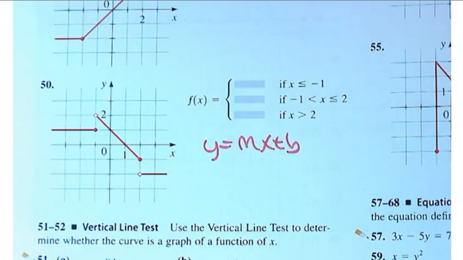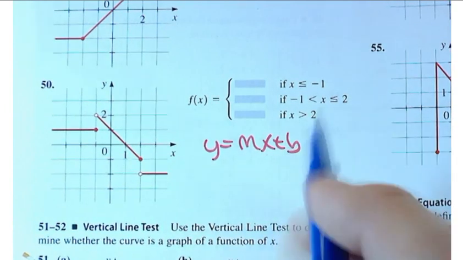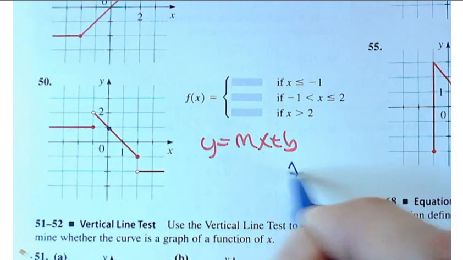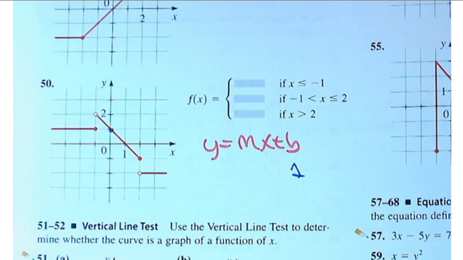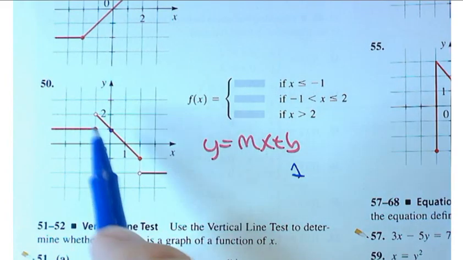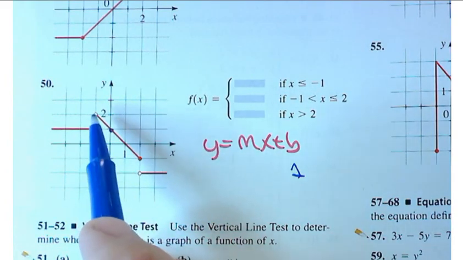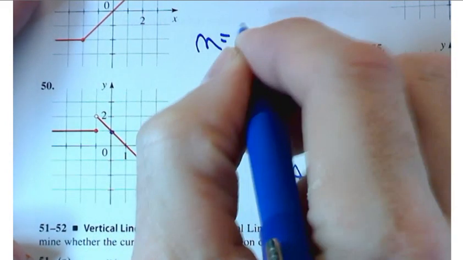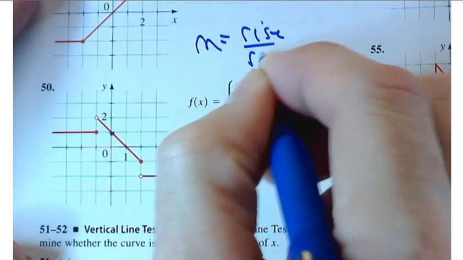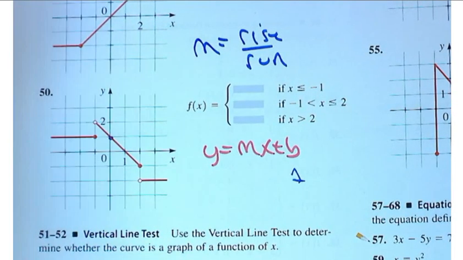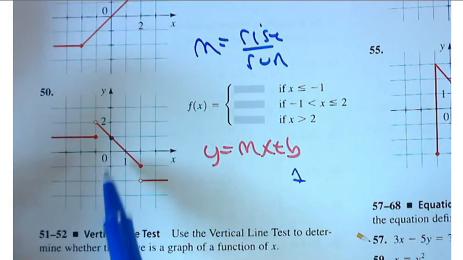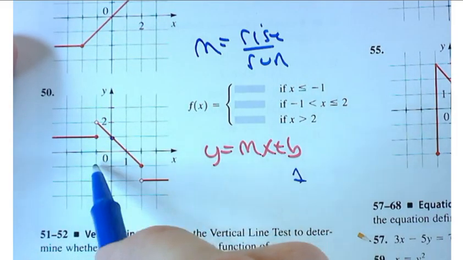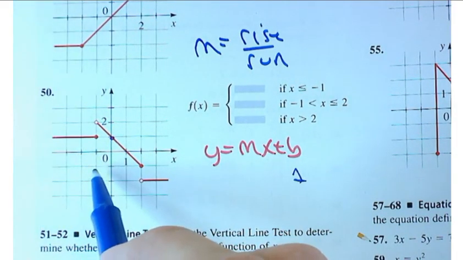What's the y-intercept of this graph? 1. So that's going to be a 1. And now the slope, you can calculate because we get a nice visual display of this graph. The slope of a line is the rise over the run. So the rise in this case is -3, and the run is 3.